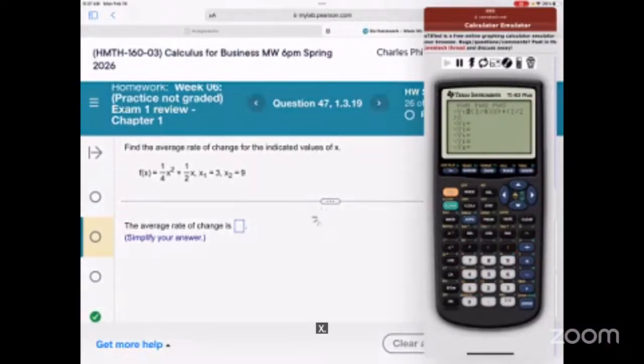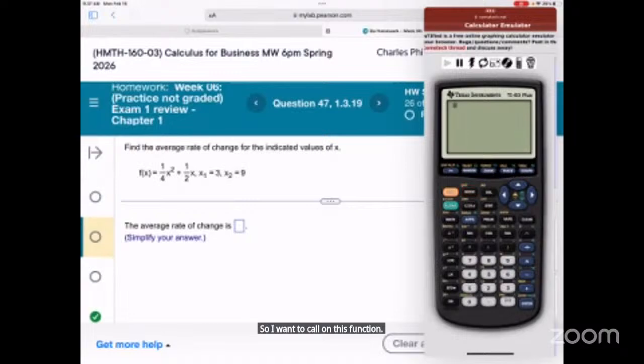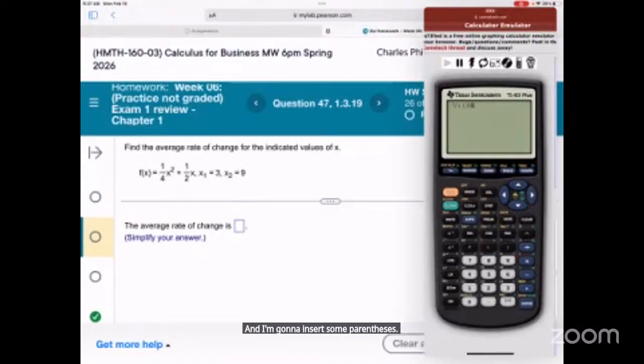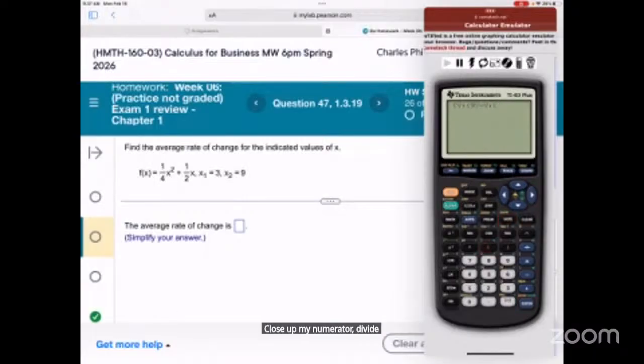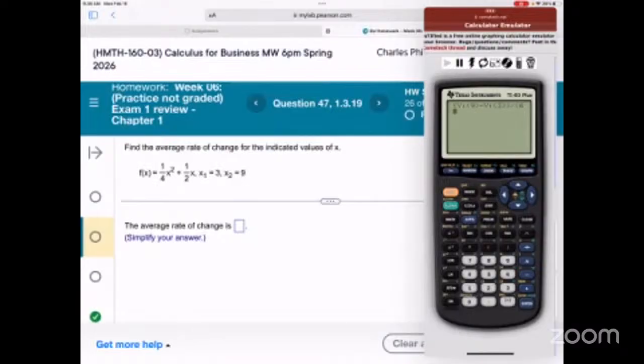Okay. So all we're going to do is find the slope between the 2 points, y2 minus y1 over x2 minus x1. So I want to call on this function. I want to evaluate this function when x is what, 9? And I'm going to insert some parentheses. So that's our y2, minus, we want to evaluate this function when x is 3. Close off my numerator, divided by 9 minus 3, which is 6. So I'm just going to do 6. I'm going to hit math, as a fraction. 7/2.